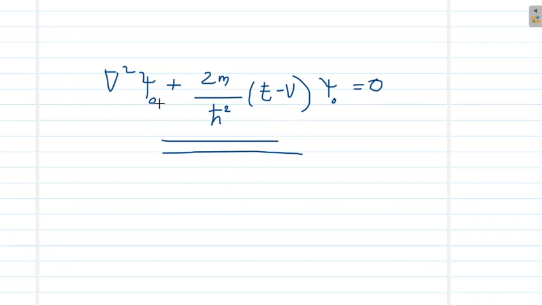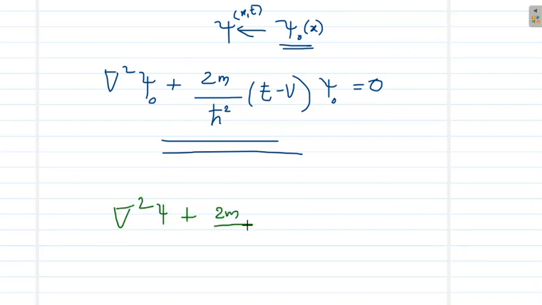Here you need to notice that ψ0 is the position part of ψ. ψ0 is the term containing x in the equation for ψ of x,t. We have omitted that term containing time. So instead of ψ0, we can also write just simply ψ. It is written as del squared ψ plus 2m/ħ² into (E minus V) into ψ is equal to 0. So this is the steady state Schrodinger equation.